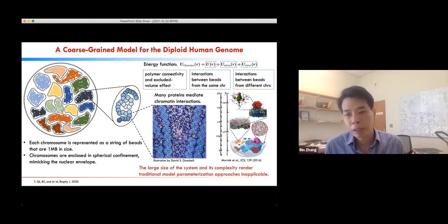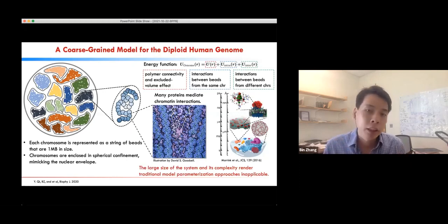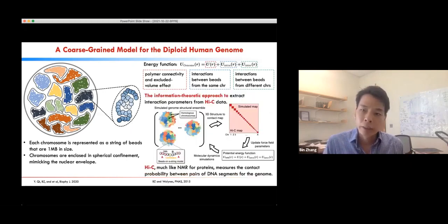In particular, we cannot afford to just run quantum mechanical calculation or atom simulation to try to parameterize the interactions and parameterize the genome model. So basically, to parameterize the model, we really kind of have to think outside the box. And in the end, we established what we call an information theoretical approach. And what this allows us to do is basically extract parameters from experimental data.